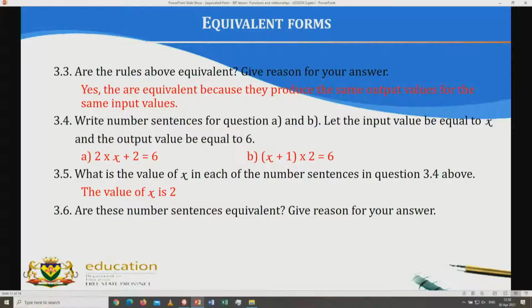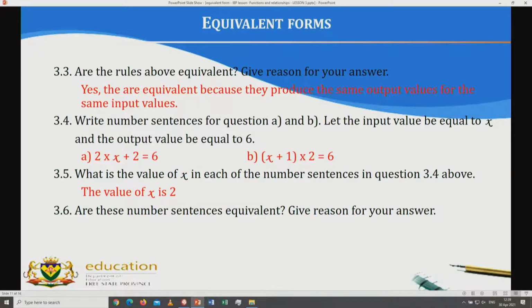Then let's check whether the rules are the same. Now it says the value of x is 2. For us to find it simpler, let's substitute. Where it's x, you put 2. Now to check, where it is 6, you put 2. We are going to have 2 multiplied by x plus 2 equals 6, which is the first one. Remember we said our x value is equal to 2. And then number b, sorry for that confusion. Number b is x plus 1 multiplied by 2 equals 6.